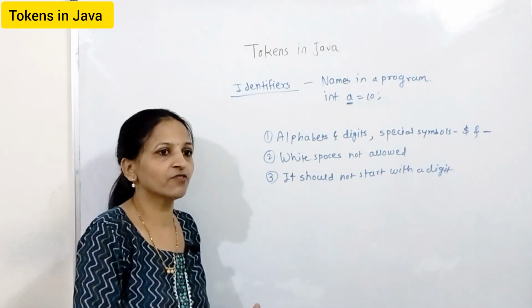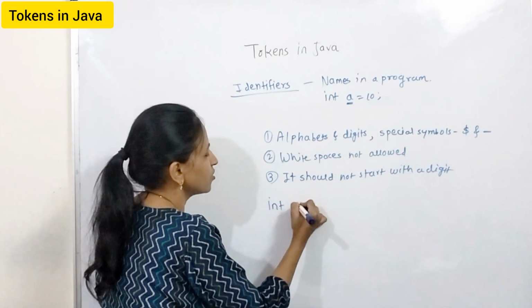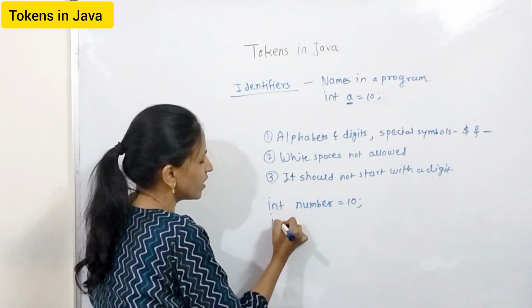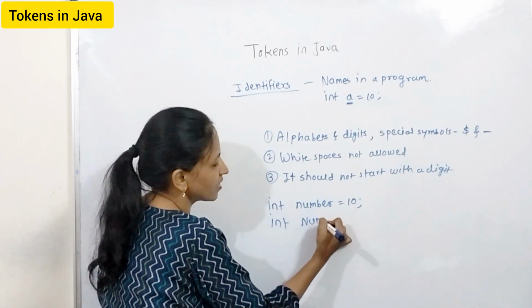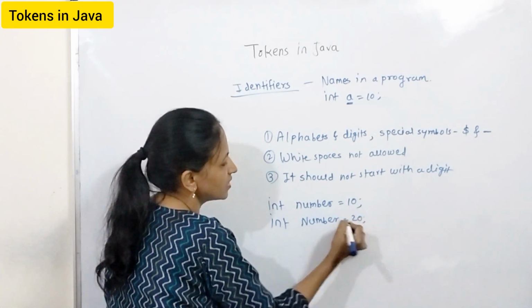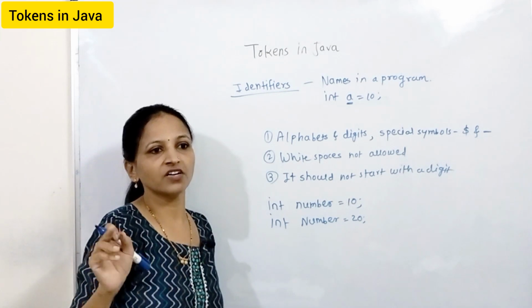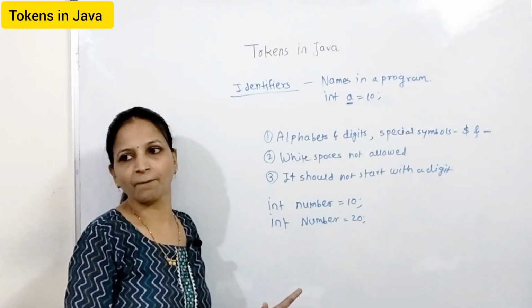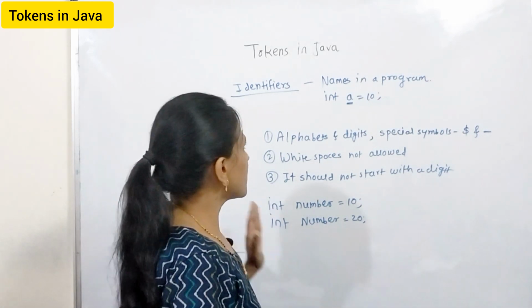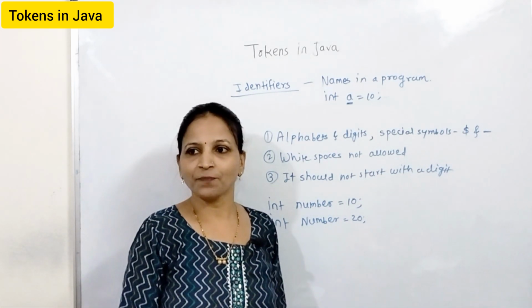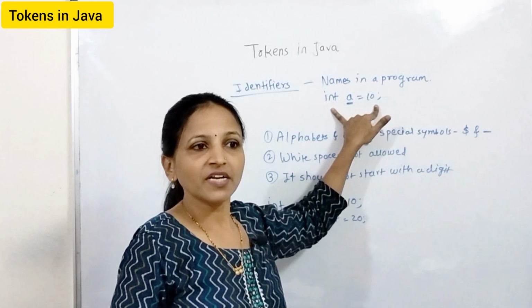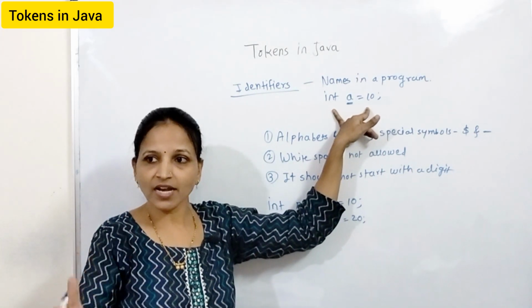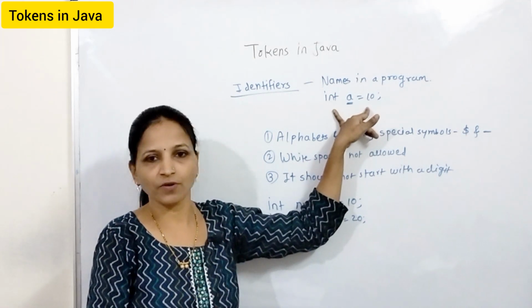Suppose you have declared a number variable, int number equal to 10, and again you are declaring number equal to 20. These are considered as two different variables, because here n is small, here N is capital. These are just identifier rules in Java, and an identifier is nothing but a name given to any element in a program, either by the language or by the programmer.